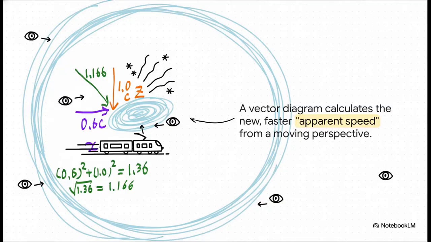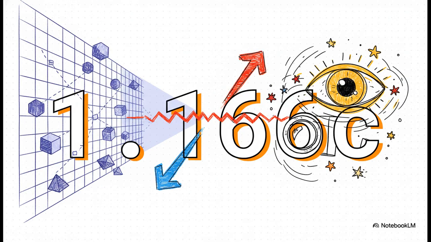Okay, so the author uses this really simple diagram to illustrate a pretty wild idea. Imagine you're on a train and it's moving at 60% the speed of light. Meanwhile, a beam of light shoots past you vertically, at light speed. Because of your own forward motion, your camera eye perceives that beam of light as moving diagonally. And according to the author's math, this makes its apparent speed way faster. And that apparent speed is 1.166 times the speed of light.